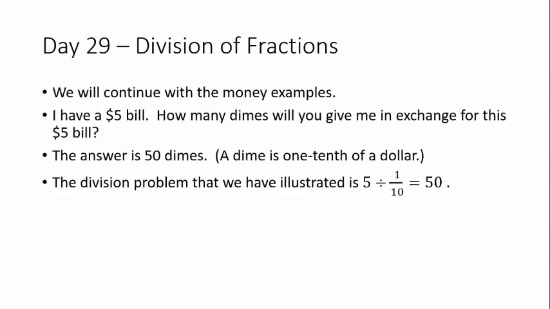Again, we have a $5 bill. This time we want to know about the number of dimes that we would receive in exchange for the $5 bill. The answer is 50 dimes. This division problem is 5 divided by 1/10 equals 50. Notice that with the coins, we're using what we call unit fractions.